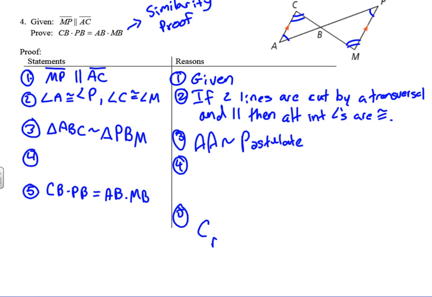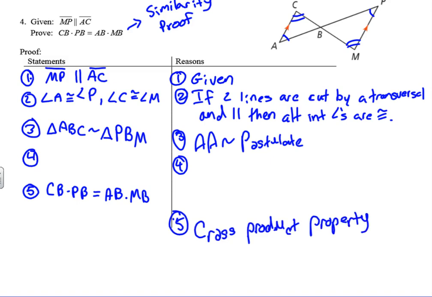Now what this is, well, we'll get there, is called the cross product property. And I know I'm skipping a step, but I want to show you how to think about this. Okay, cross product property.